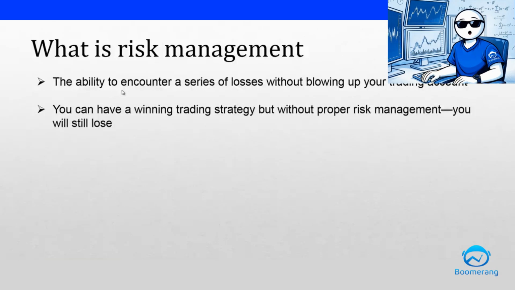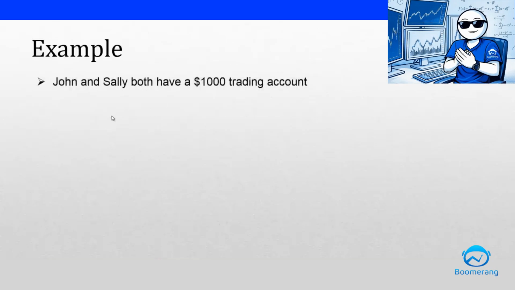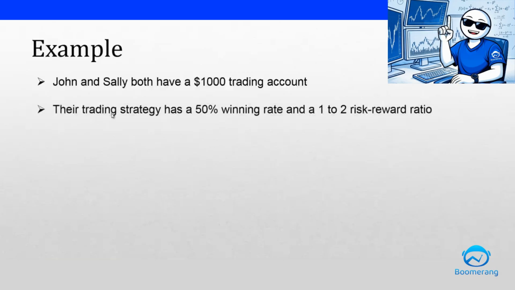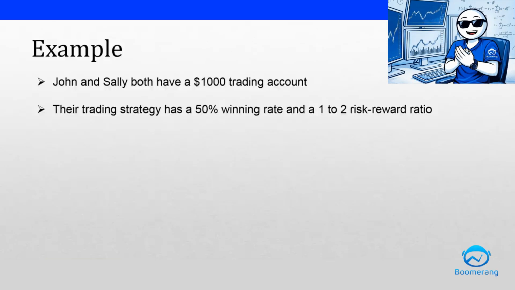It's important because you can have a winning trading strategy, but without proper risk management, you will still end up a losing trader. I can guarantee it. Let me share with you an example so you know what I mean. Let's say there are two traders, John and Sally, and they both have a $1,000 trading account to start with. Their trading strategy has a 50% winning rate, so this means they win half the time, and a 1-to-2 risk-reward ratio. Let me explain what risk-reward ratio is.